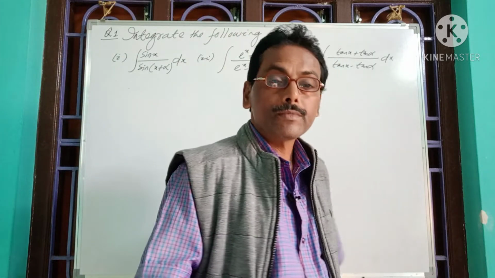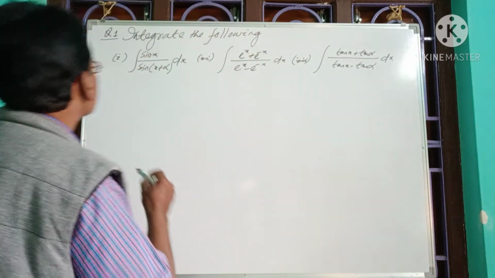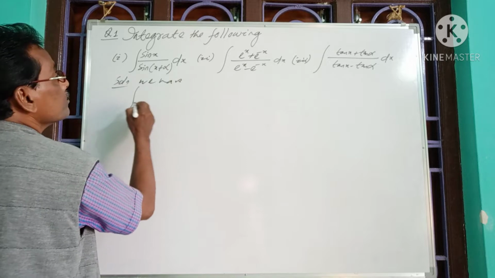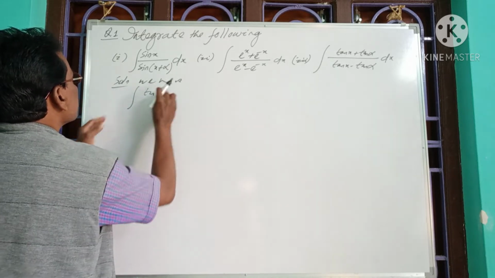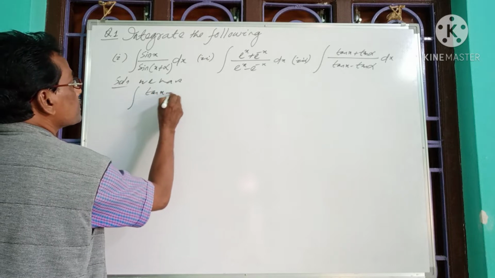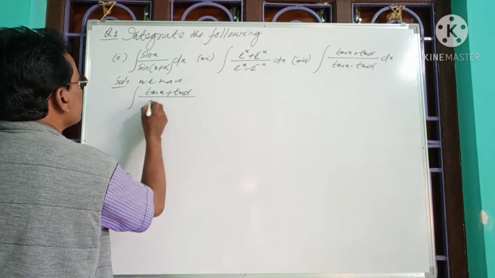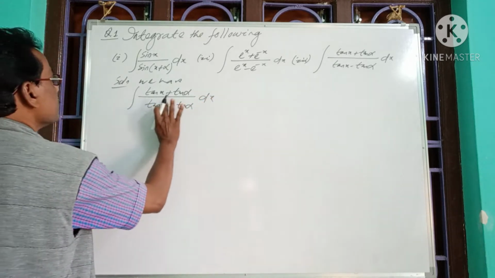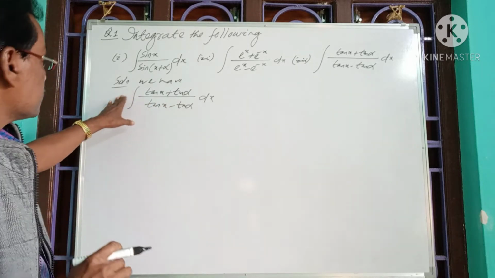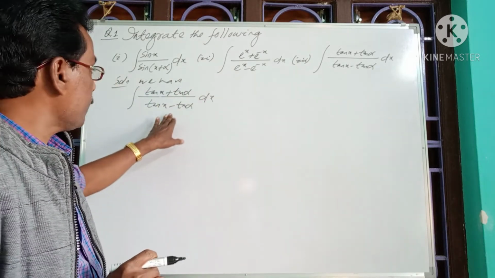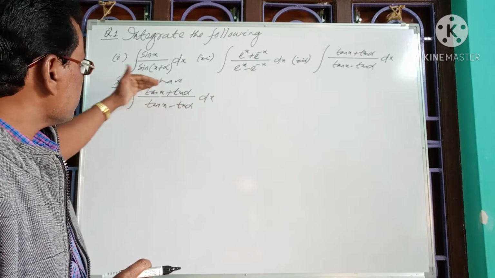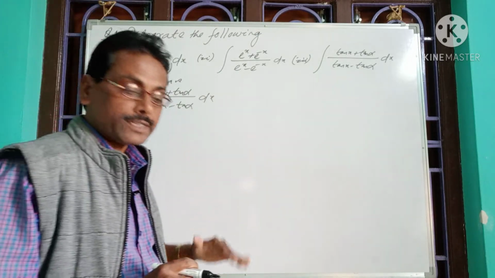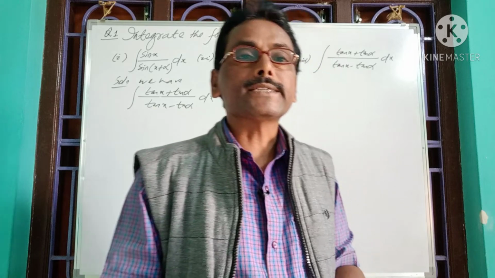Now let us try to solve the third problem of integration, that is, integration of tan x plus tan alpha by tan x minus tan alpha with respect to x. Now see, the given integrand is a rational function where both the numerator and denominator contain trigonometric functions, that is tan x and tan alpha.